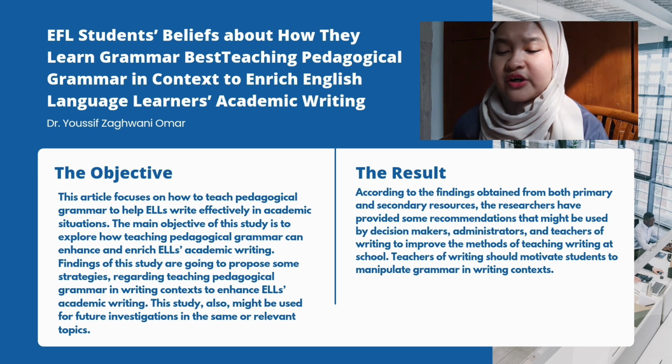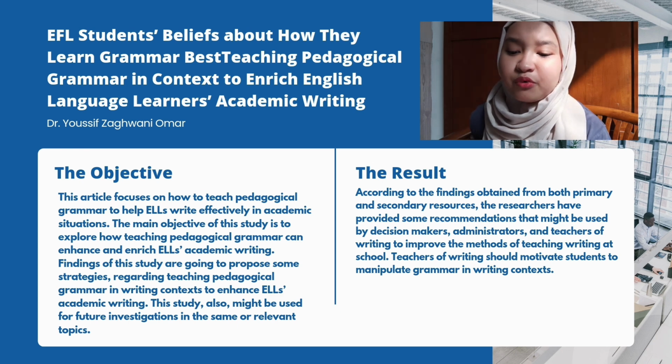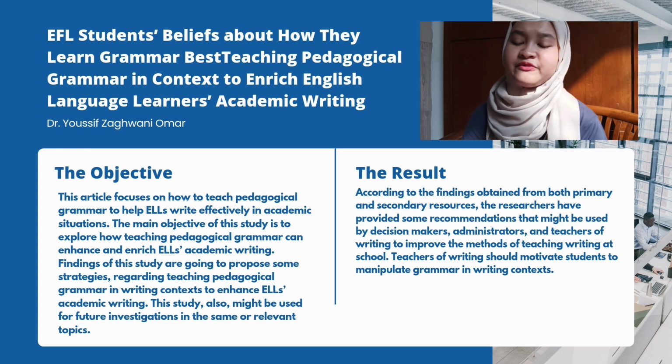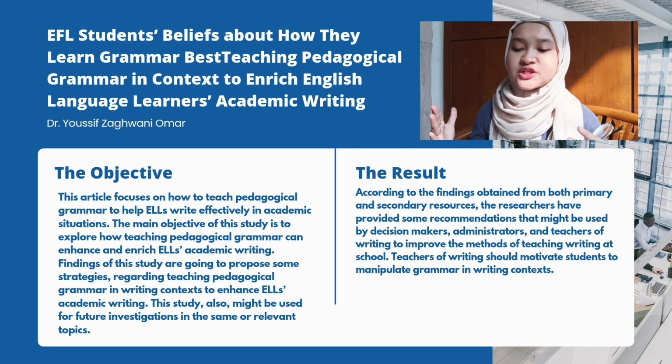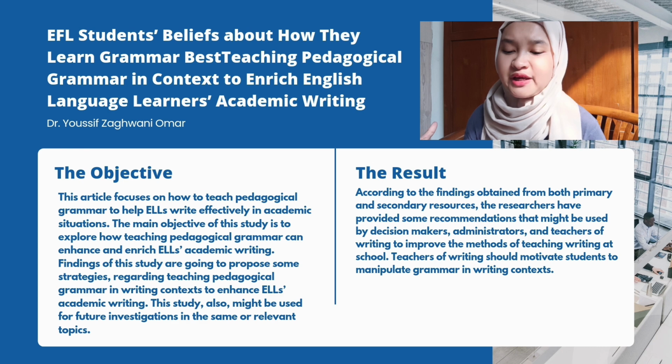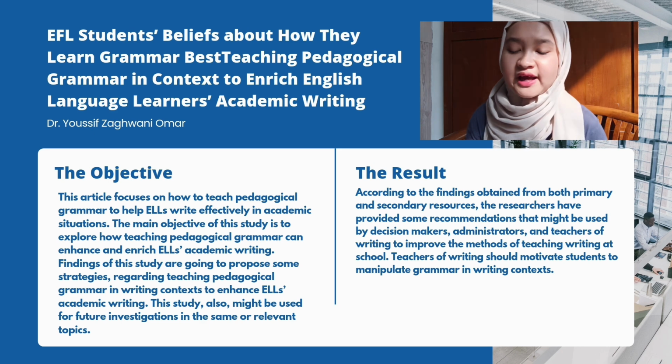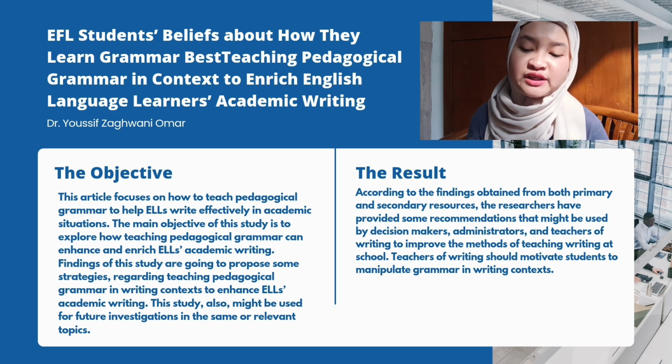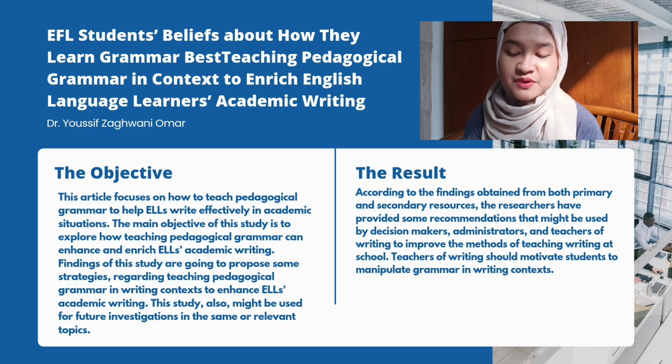The result, according to the findings obtained from both primary and secondary resources, the researchers have provided some recommendations that might be used by decision makers, administrators, and teachers of writing to improve the methods of teaching writing at schools. Teachers of writing should motivate students to manipulate grammar and writing context.